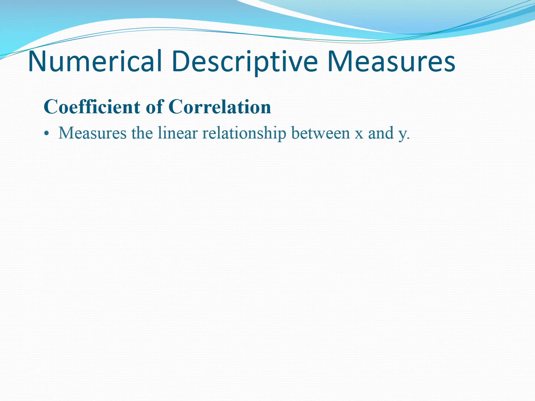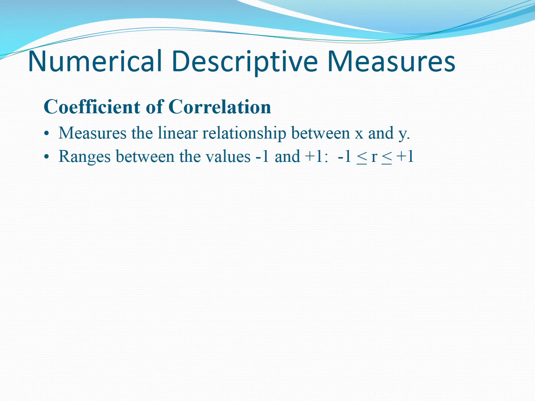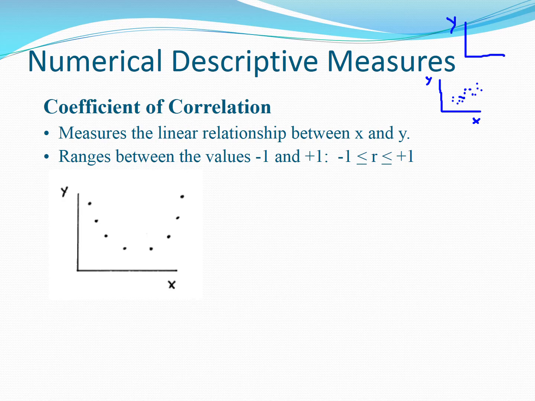The first one, and it's one I mentioned already, is called the coefficient of correlation. The symbol that we use is R, and it measures the linear relationship between X and Y. It ranges in value between -1 and +1. Let me draw a couple of little pictures over here for you. This is Y, this is X. If you had points that look something like this, that would be a correlation of maybe a positive 0.7. If I had something that looked like this, let's say it looks something like this, this might be a negative 0.3.